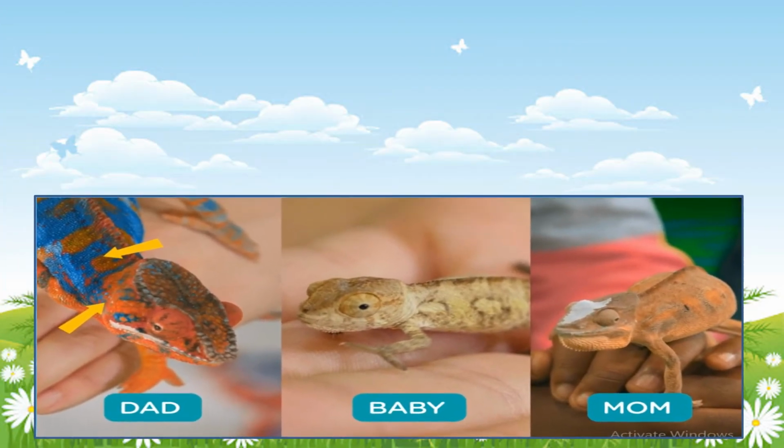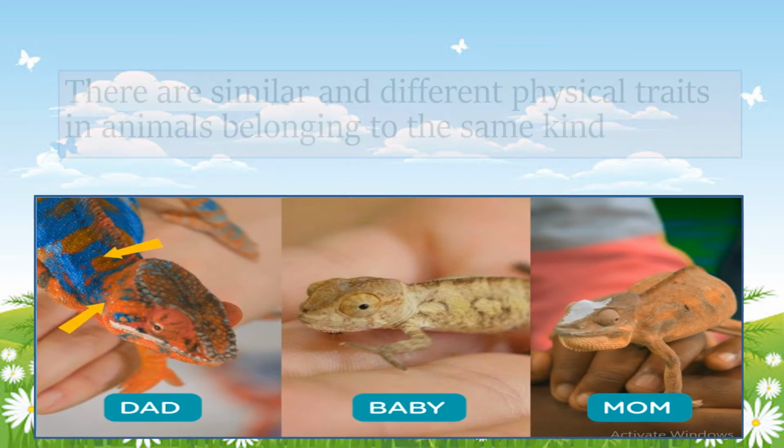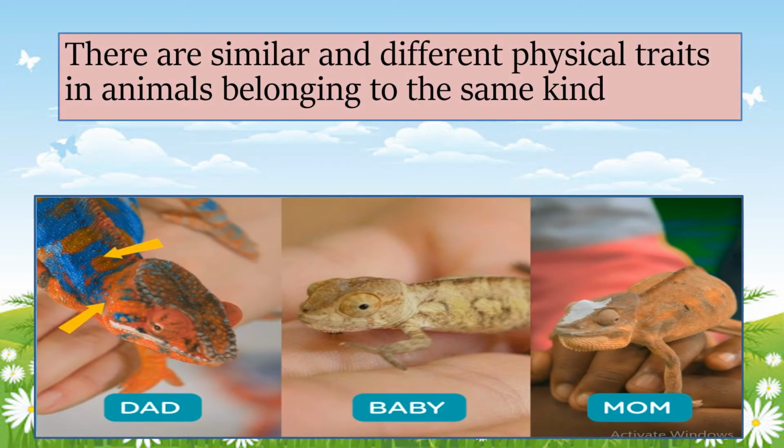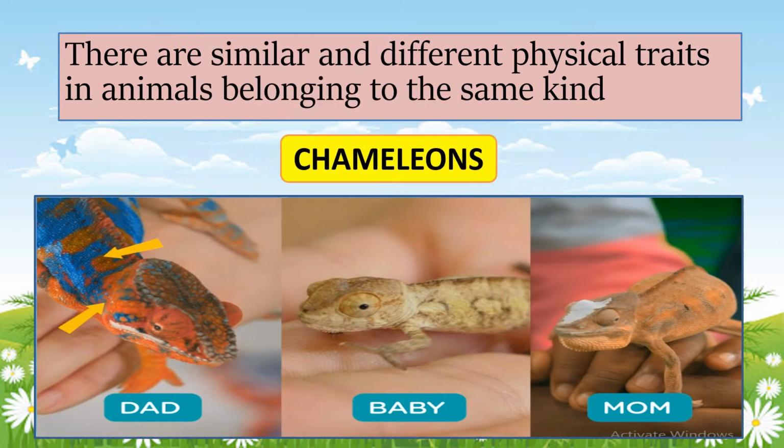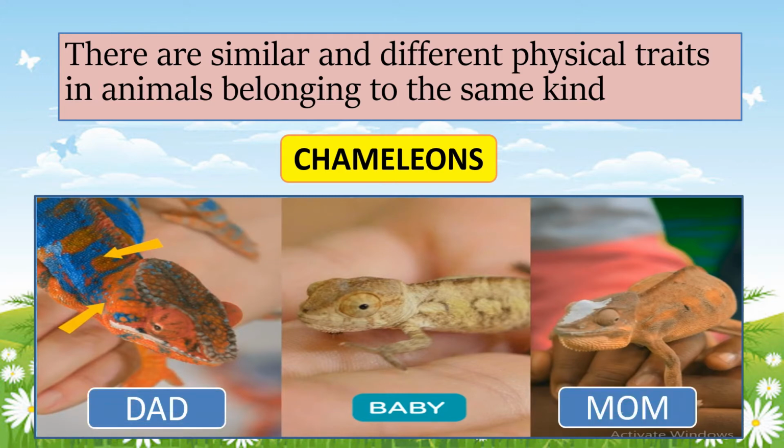However, despite the similarities, each individual possesses unique characteristics that make him or her different from others. There are similar and different physical traits in animals belonging to the same kind. Example: the whole family of chameleons. The dad, the mom, and the baby.